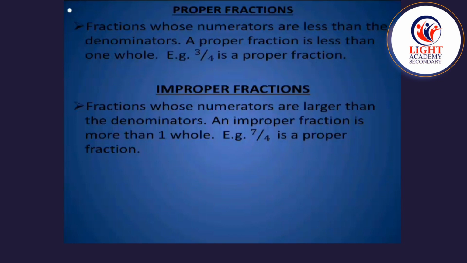We can also continue by looking at the improper fractions. An improper fraction, by definition, has a numerator larger than the denominator. Since the numerator is larger than the denominator, we can conclude that an improper fraction is actually more than 1 whole. For example, 7 out of 4 is an improper fraction. We can proceed.